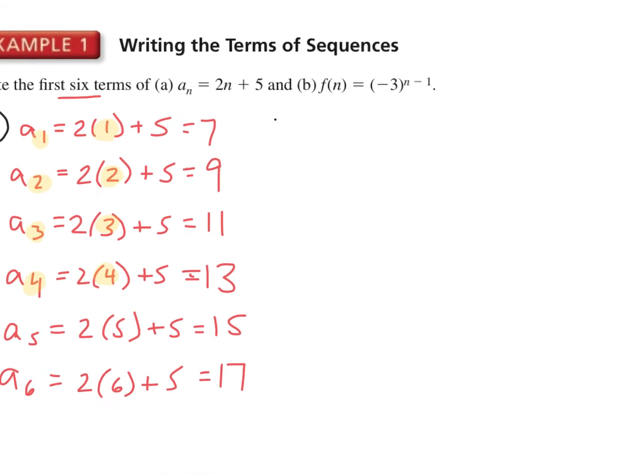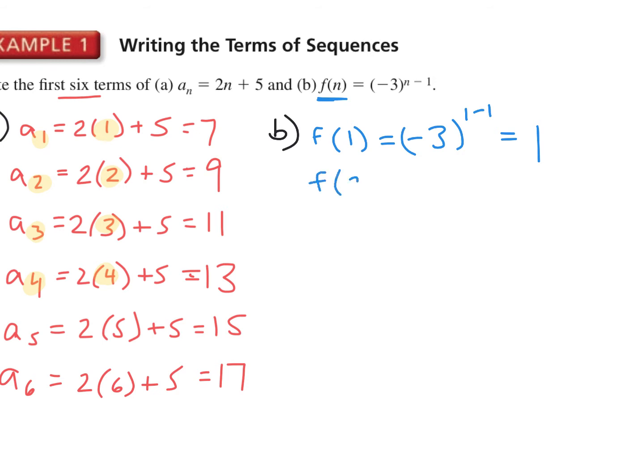Let's look at B. B is the same thing. It's written f of n, which is the same thing as a sub n. We're just plugging in 1 through 6 for n again. So f of 1 would be negative 3 to the power of 1 minus 1. What's 1 minus 1? 0. And what's negative 3 to the power of 0? 1. So our first term is 1.